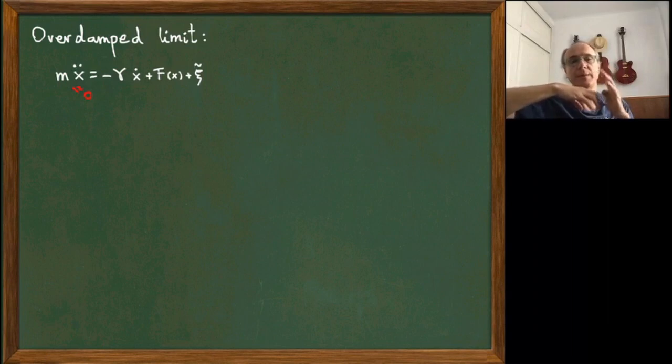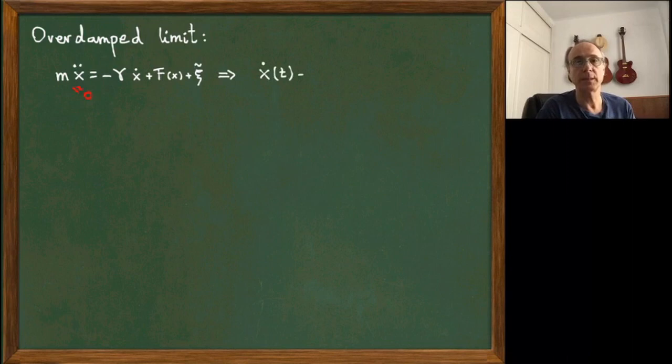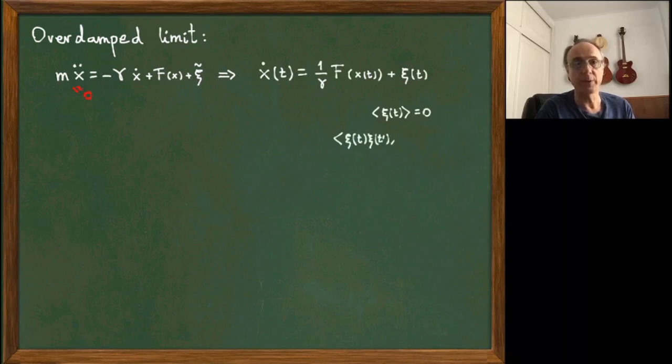This is the overdamped limit: a particle in a fluid with such strong friction that the particle is instantaneously at its terminal velocity. In other words, you can neglect this term here. So the velocity is equal to this equation, and this is the overdamped Langevin equation. I have written psi tilde before because it's more common to use the overdamped limit.